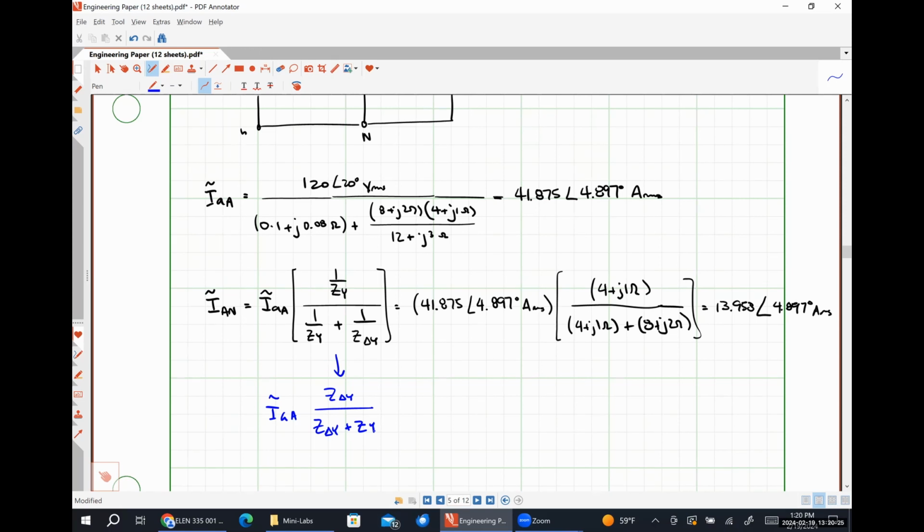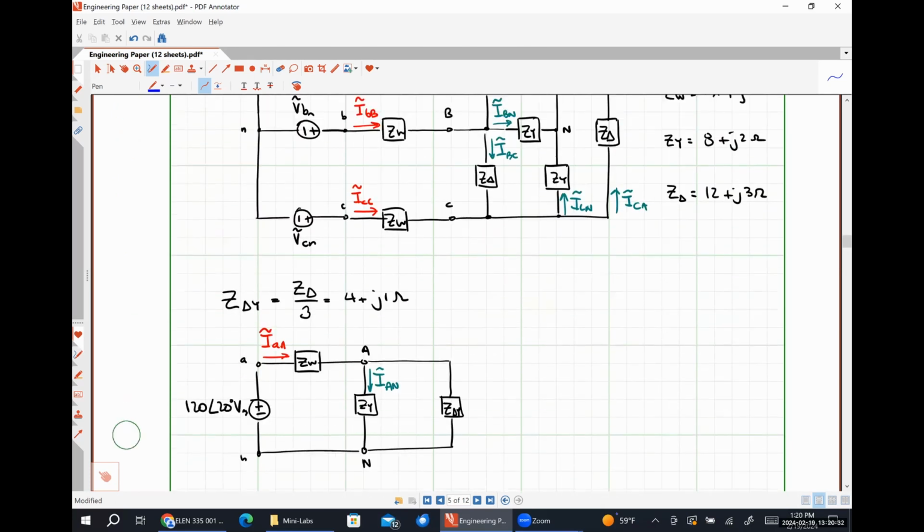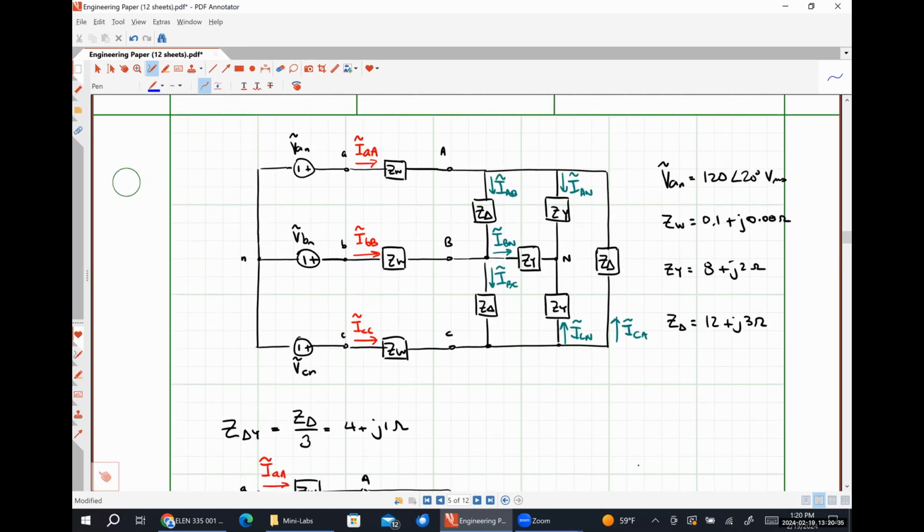Okay, so we have these 2 currents. So now let's revisit how we might solve for the current IAB. And there are two different ways. I'm interested in hearing what you guys think. So we're trying to solve for this current right here. And there are two different ways to do it. Neither of them particularly difficult.